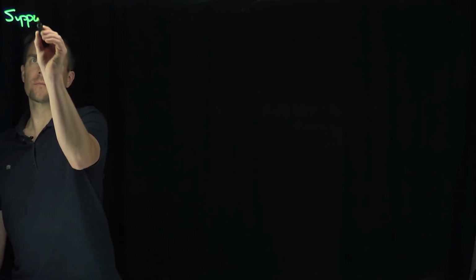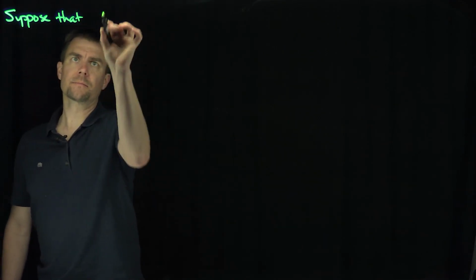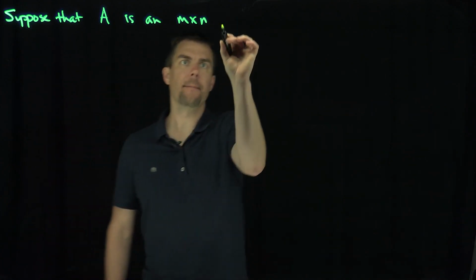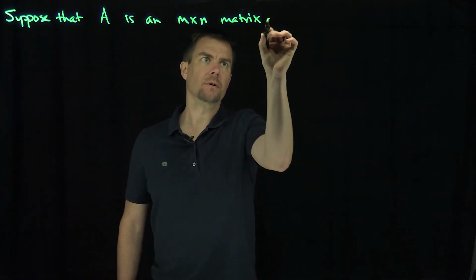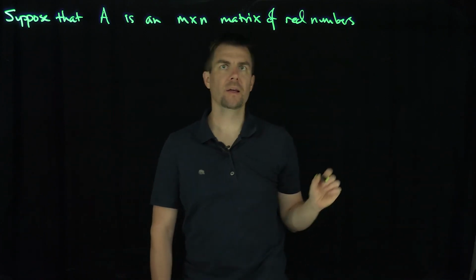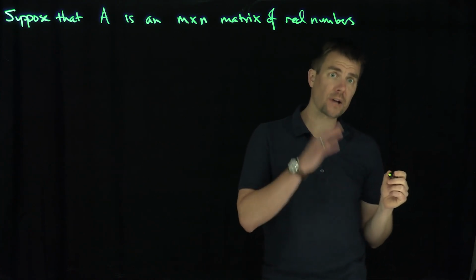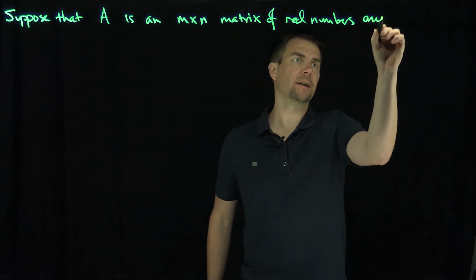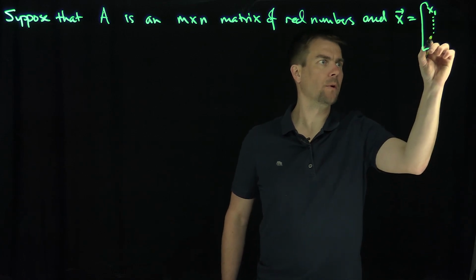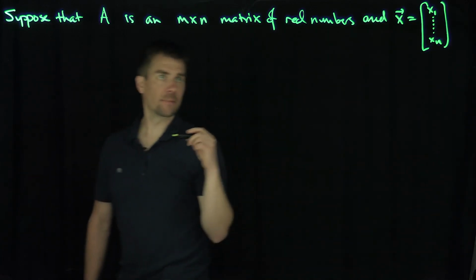Hello students, in this video we'll discuss matrices as linear maps from one Euclidean space to another Euclidean space. So let's suppose that A is an m by n matrix of real numbers. Okay, and let's be given an n-dimensional column vector x, with entries x1 through xn.